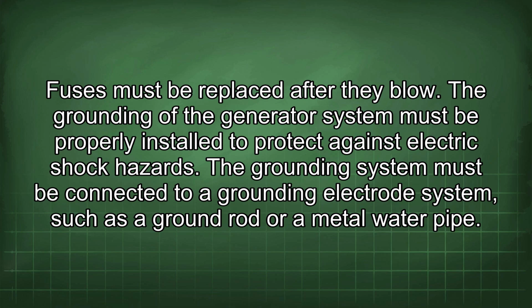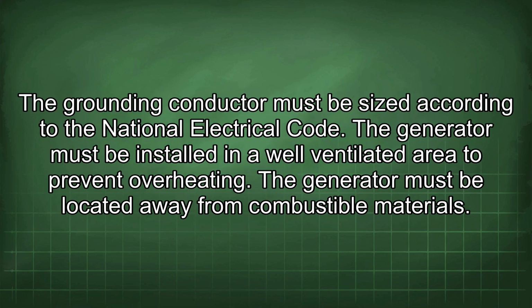The grounding of the generator system must be properly installed to protect against electric shock hazards. The grounding system must be connected to a grounding electrode system, such as a ground rod or a metal water pipe. The grounding conductor must be sized according to the National Electrical Code.